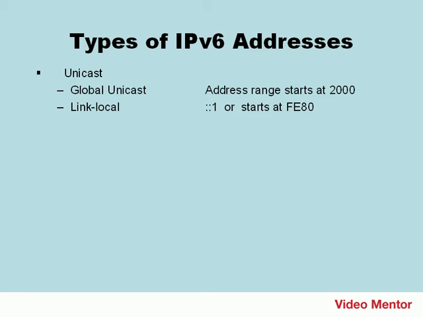The other type is link local. And these are the loopback and auto-configured addresses we've previously shown. The loopback address is ::1, and automatically configured addresses will start at the FE80 range. Next is Anycast.